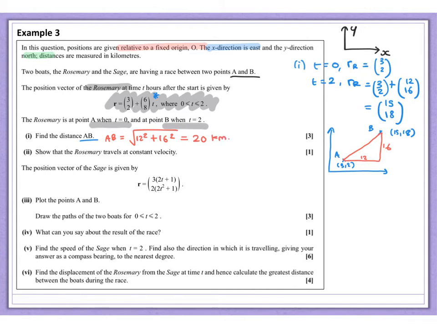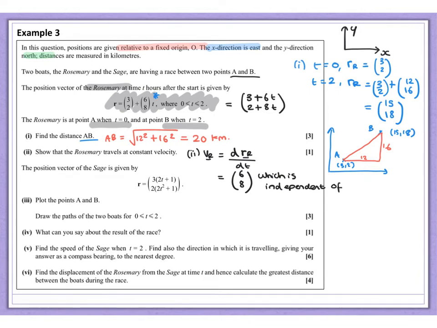Kilometres. Part 2, show that the Rosemary travels at a constant velocity. So we can find the velocity of the Rosemary by differentiating this position vector up here. So we might want to actually write this position vector as one single vector like that, (3 plus 6t, 2 plus 8t). Differentiating each component gives us a velocity vector of (6, 8), which is not dependent on time. So it's independent of time, which implies constant velocity.